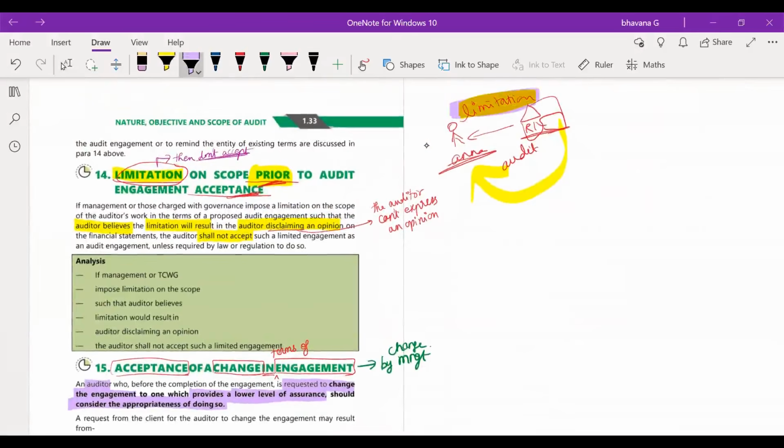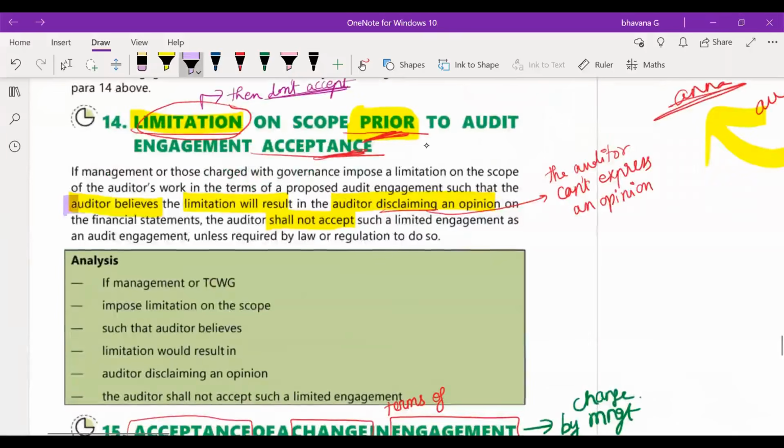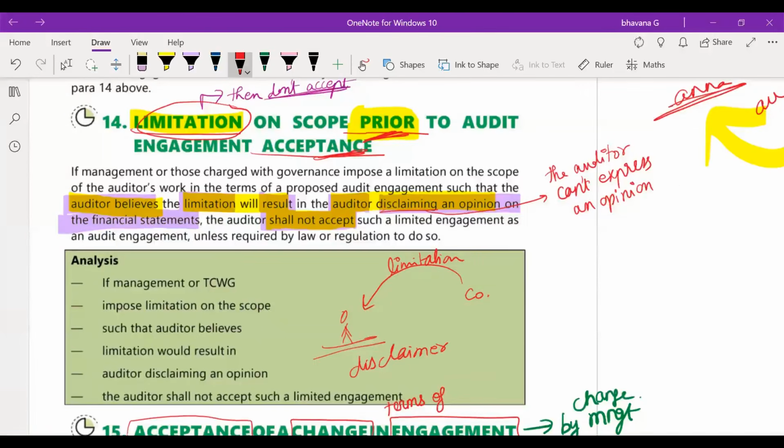What the auditor believes is that the limitation will result in the auditor disclaiming an opinion on the financial statements. Then the auditor shall not accept. I'll try to make you understand. If such a limitation is posed on him by the company, then this auditor will have to give a disclaimer of opinion, not unmodified or modified. He's not saying whether true and fair view or other views. If he believes he has to give a disclaimer of opinion due to the limitations posed by the company, then he shall not accept.